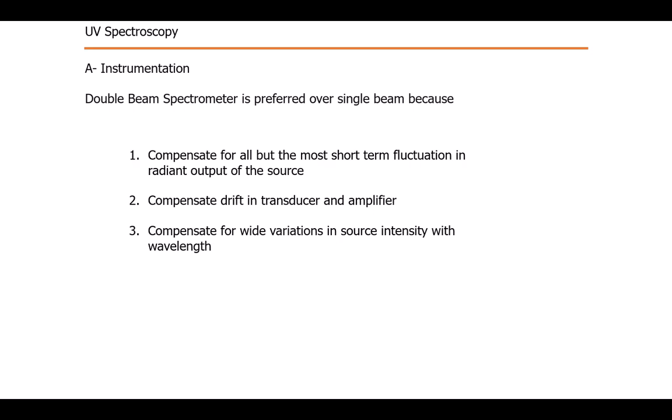There are different portions or parts. Double beam spectrophotometer is preferred over single beam spectrophotometer due to several reasons. For example, it compensates the short term fluctuations in radiant output. For example, there is somewhat of a fluctuation in the light or voltage, if we use separate reference cell as well as the sample cell.